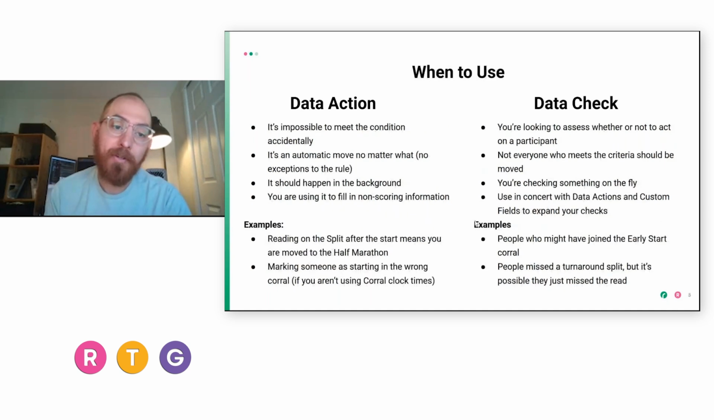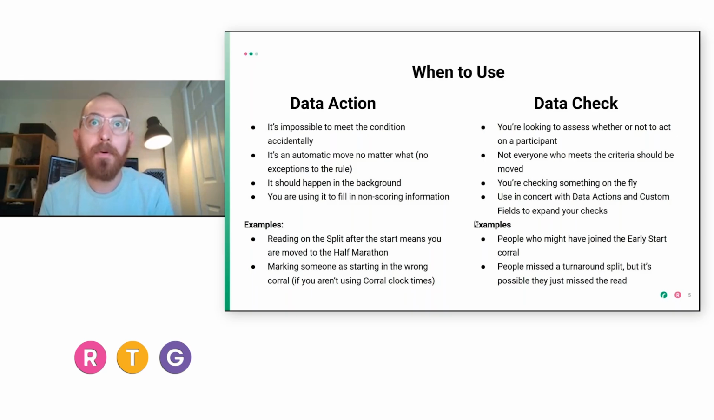So data actions, when should you use them? Basically whenever it's impossible to meet the condition accidentally. You have to be very careful when you're setting up the filtering, which we'll talk about later, when you're setting up a data action, because you don't want to mess it up and have everybody get moved to the wrong event or something like that. So it's an automatic move no matter what. There's no exceptions to the rule.